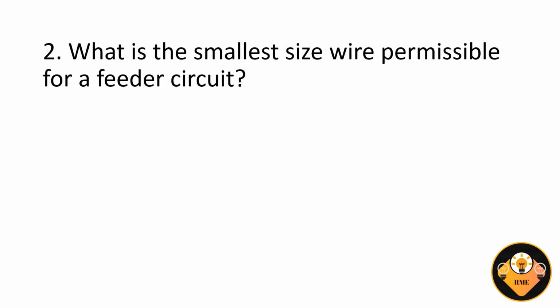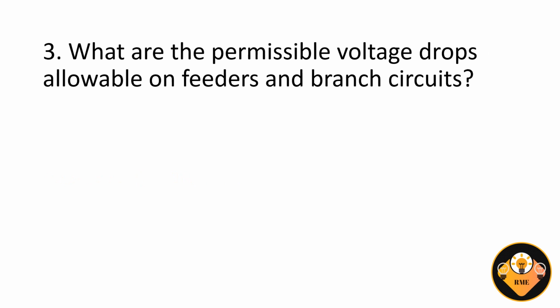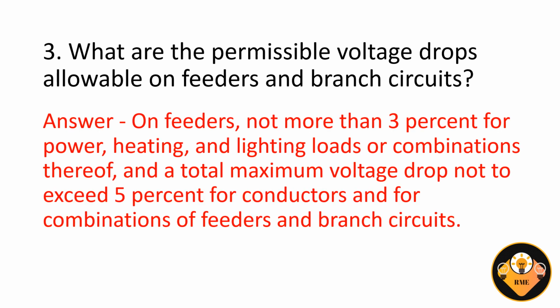Number 2. What is the smallest size wire permissible for a feeder circuit? The answer is number 10 wire. Number 3. What are the permissible voltage drops allowable on feeders and branch circuits? The answer is, on feeders, not more than 3% for power, heating, and lighting loads or combinations thereof, and a total maximum voltage drop not to exceed 5% for conductors and for combinations of feeders and branch circuits.